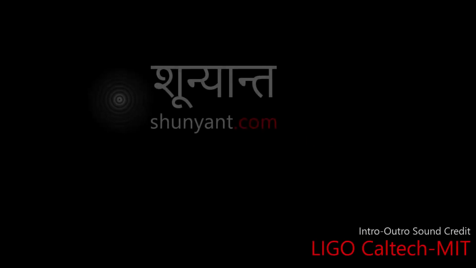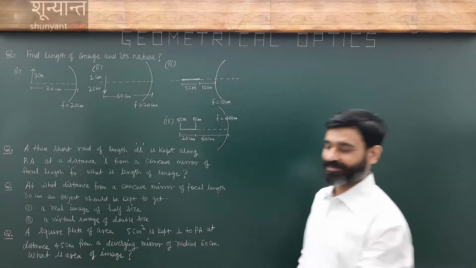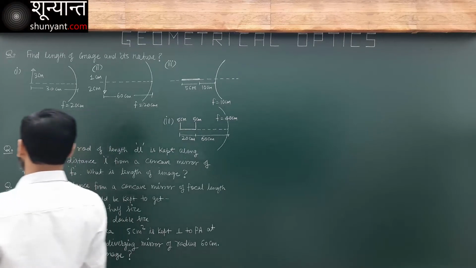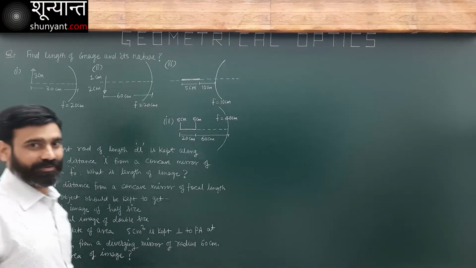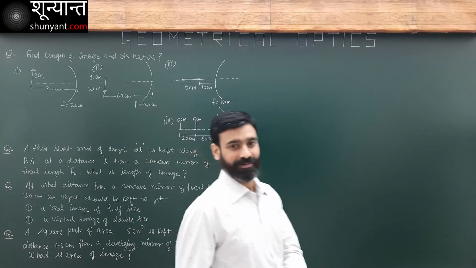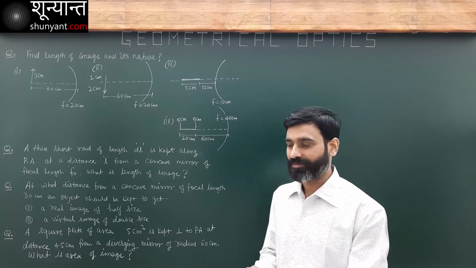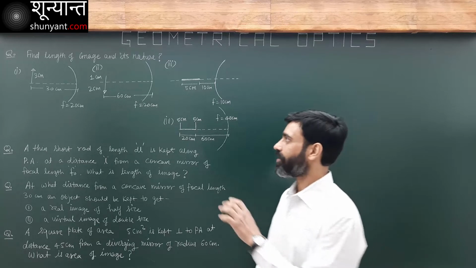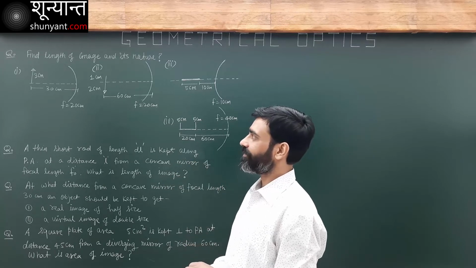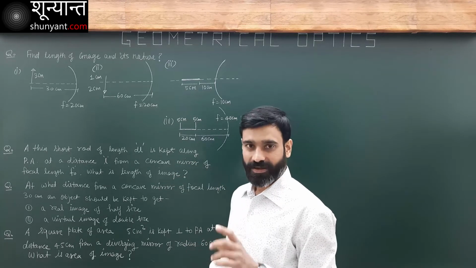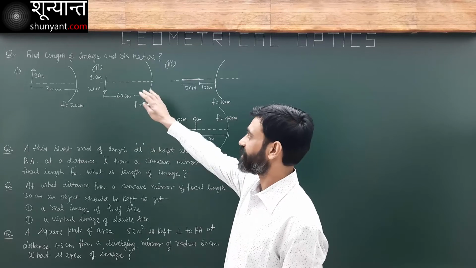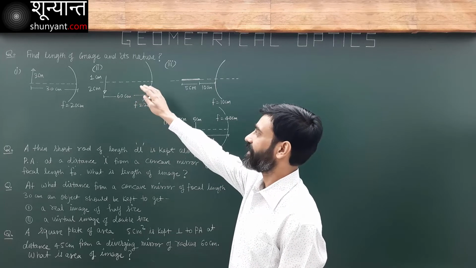Let's solve these problems in this lecture. Last lecture we studied the mirror formula and looked at a few cases. We solved a few problems for a point object. Here what we have are extended objects. So in the first problem we have to find the length of the image.